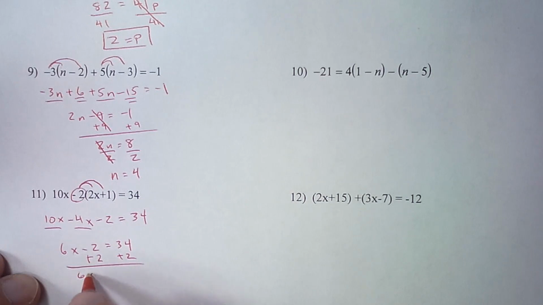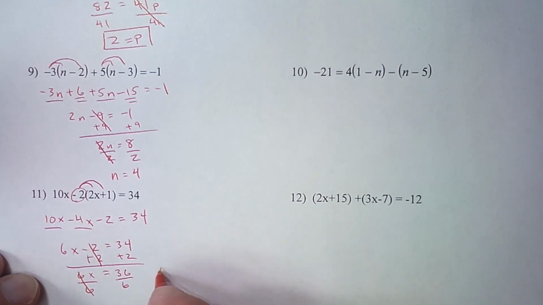So I get 6x equals 36. And I can divide both sides by 6 and get x equals 36 divided by 6 is 6.